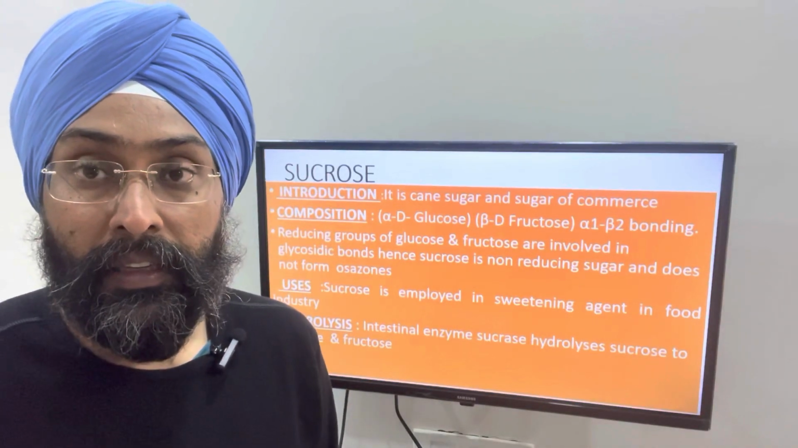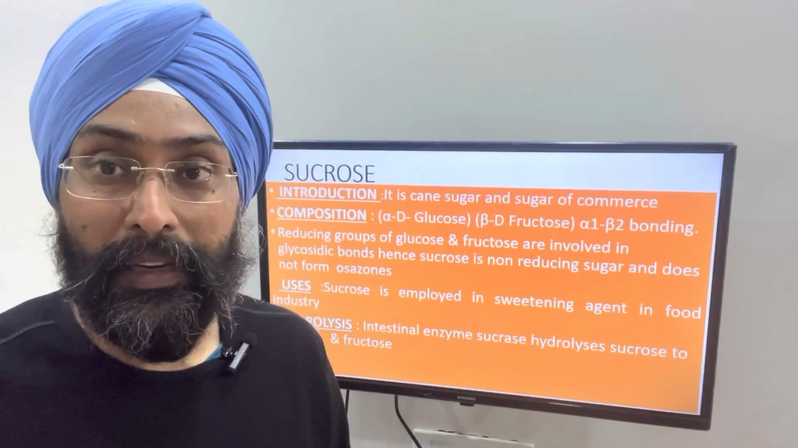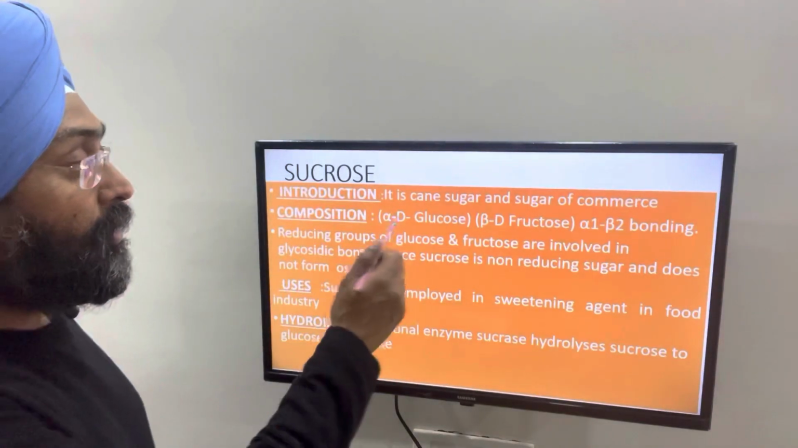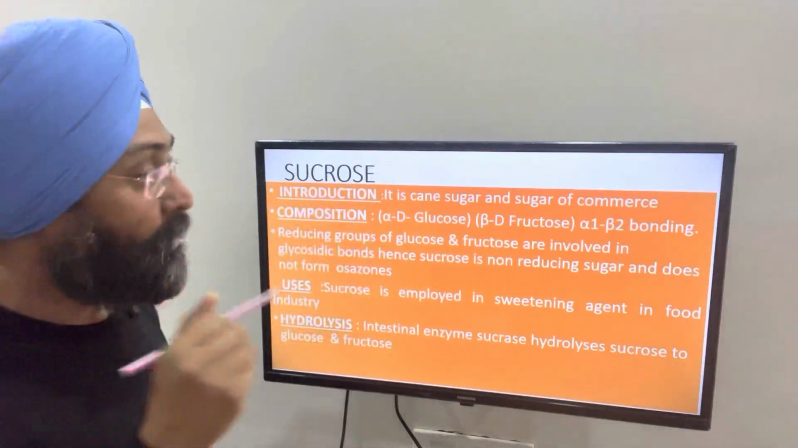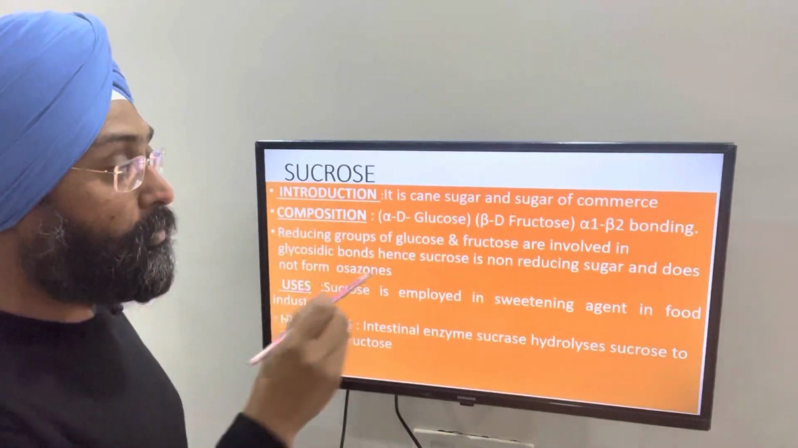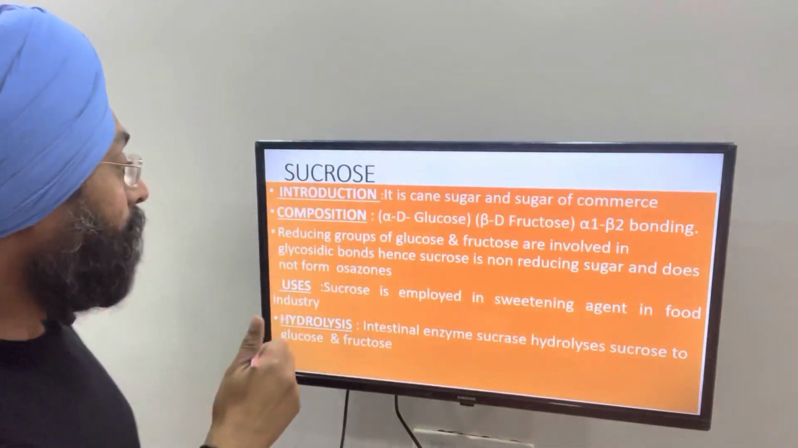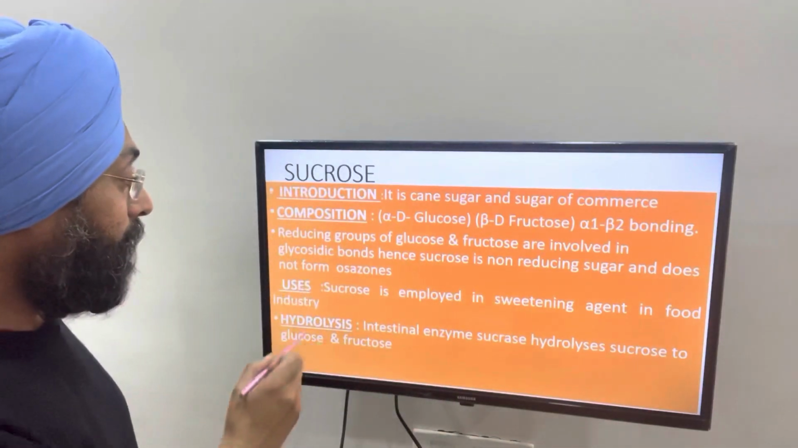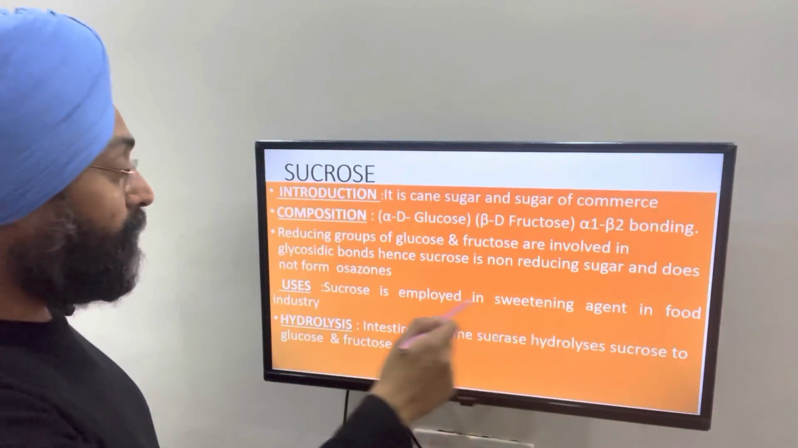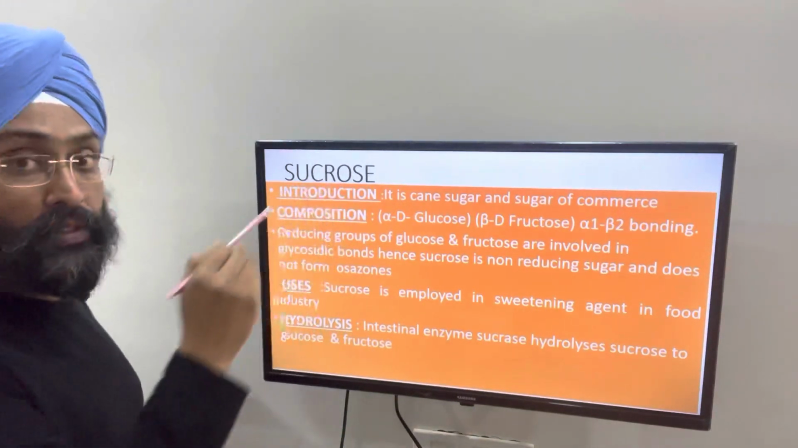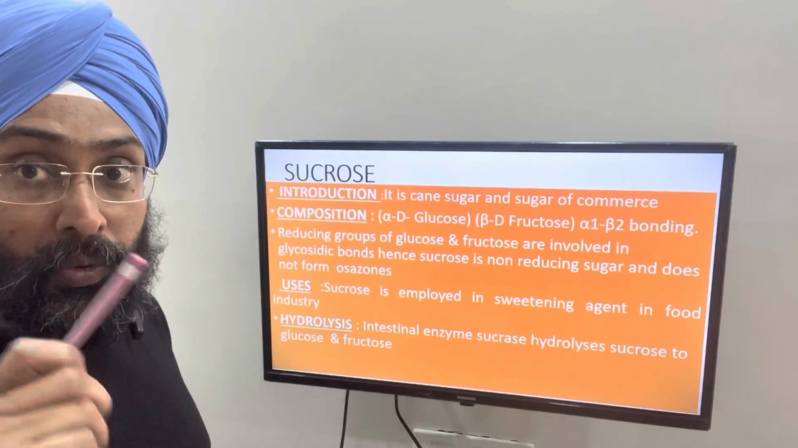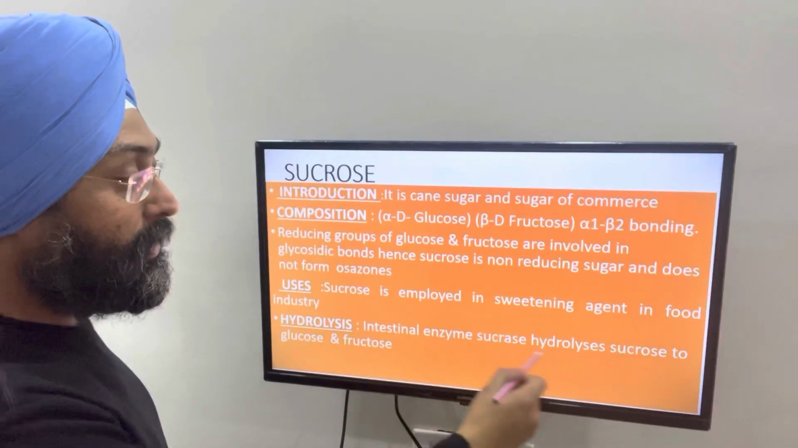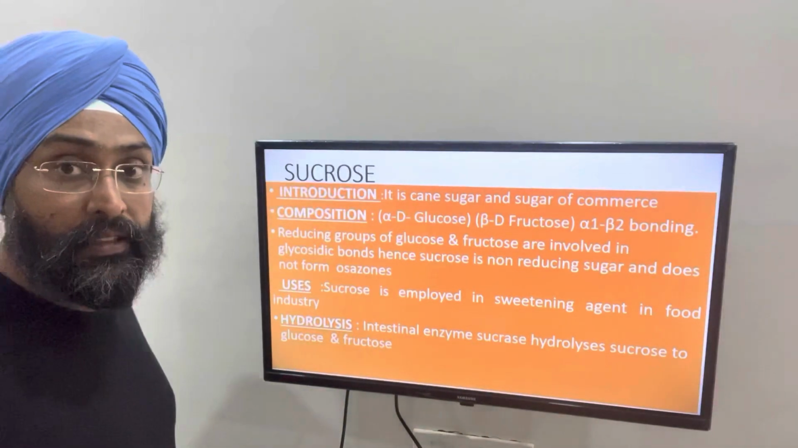Now coming on to our third molecule, sucrose, commonly known as table sugar. The composition code is G and F, right? G for glucose and F for fructose. The bonding is alpha 1 and beta 2. Reducing properties: reducing groups are not free, so it is a non-reducing sugar. And uses: sucrose is employed as a sweetening agent in food industry. Now sucrose is hydrolyzed by sucrase. The intestinal enzyme sucrase hydrolyzes sucrose to finally form glucose and fructose.